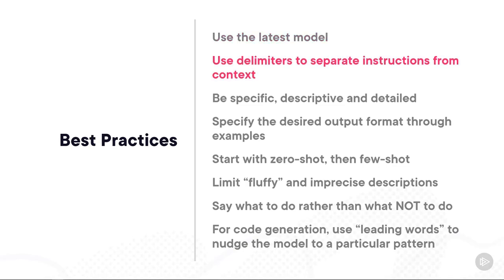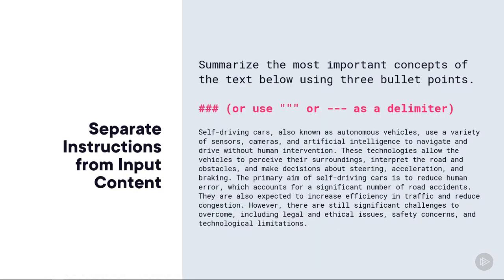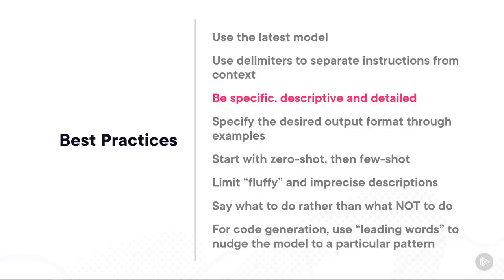Next, use delimiters to separate instructions from context. We've seen this several times. You'll remember the hashtag delimiters, or triple quotes, or even hyphens, basically telling your model where instructions end and input begins. This next one should hopefully be obvious by now, but be specific, descriptive, and detailed.